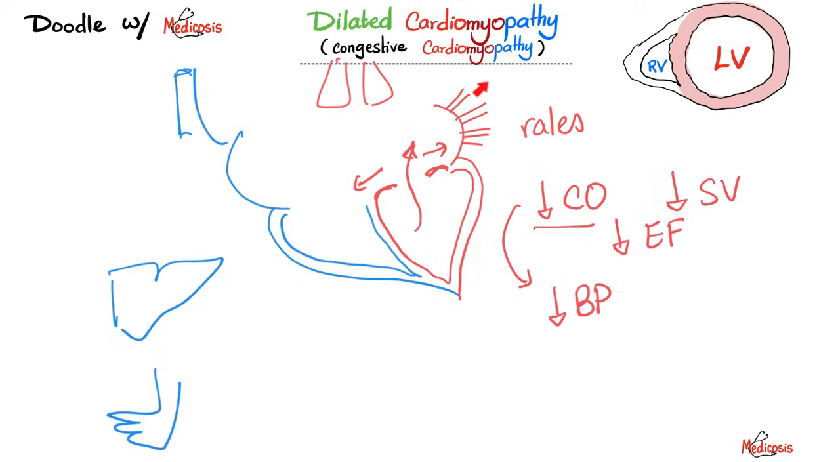If I do chest x-ray, what would I see? I'll see signs of congestion of the lungs. So I can see the famous bat wing sign. Oh, that's congestion for you. I can see Kerley B lines. That's congestion for you. I can see cephalization of the vasculature. That's congestion for you. When the vessels are congested, they are filled with blood.